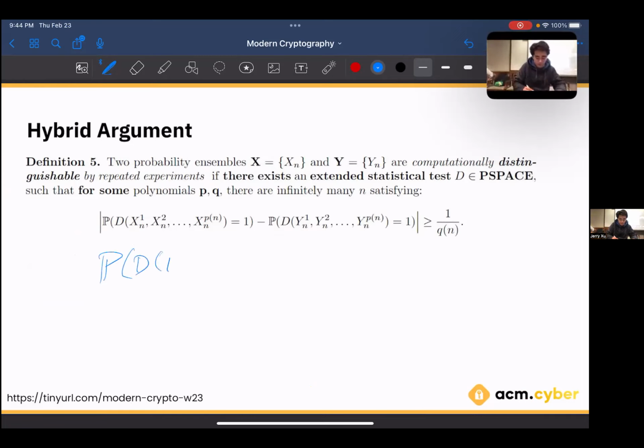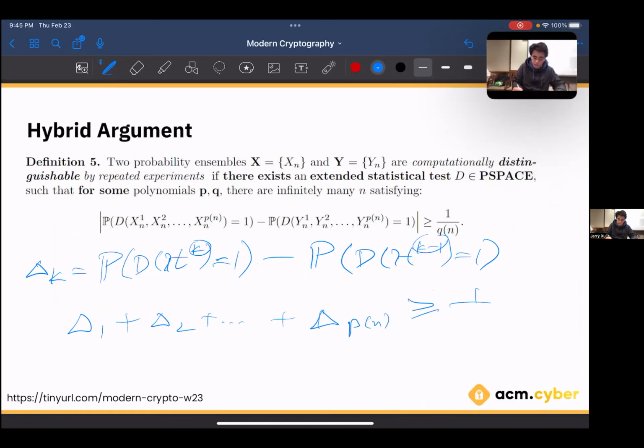So the probability step from the k minus first hybrid to the kth hybrid, I'm just going to call that delta k, right? And so from our last slide, this is like delta p(n) and this is delta 1, right? So all I'm saying is delta 1 plus delta 2 all the way up through the last delta. Just think of these as individual steps. These have to add up to at least the total distance we traveled, right?